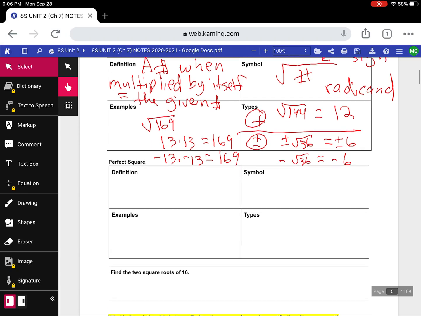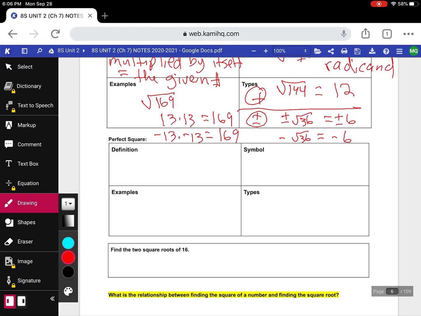In turn, let's go down a little bit if we're talking about perfect squares. Okay, the definition is a number with integer roots. Okay, a number with integer roots. What does that mean? Integer? That basically means no fractions, and it means no decimals. Okay, no fractions, no decimals. Just talking about integers here.